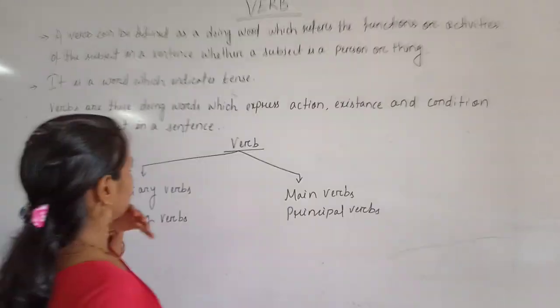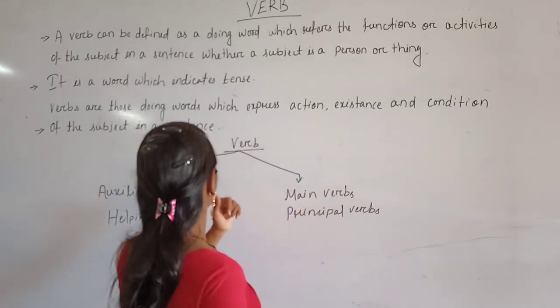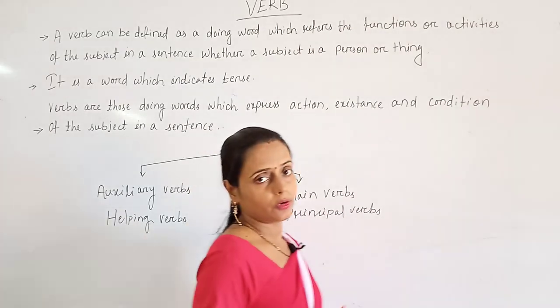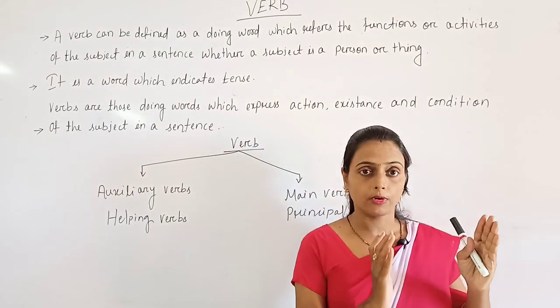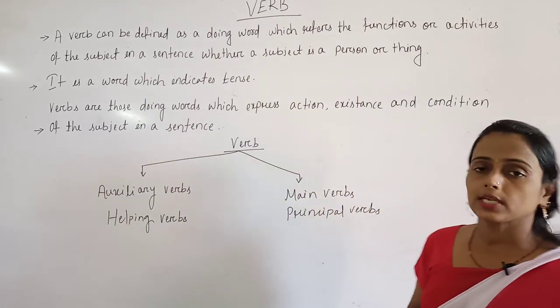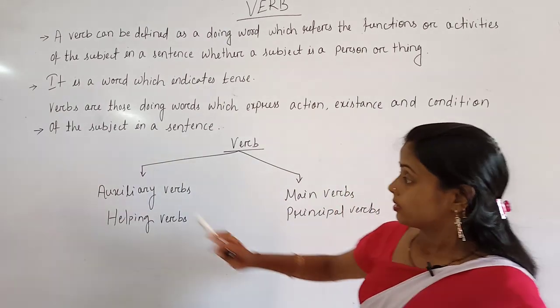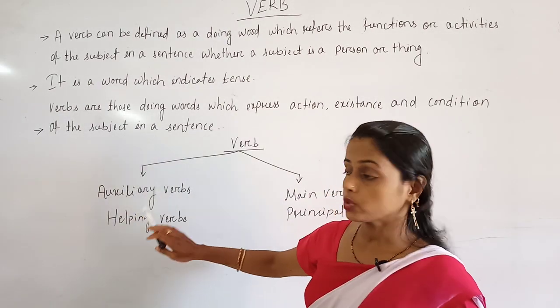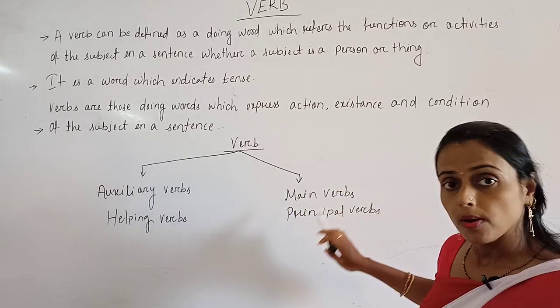Verbs are those doing words which express the action, existence and condition of the subject in a sentence. Understood? Normally verb is classified into two broad categories. What are they? They are auxiliary verb, which is also known as helping verb, and the second one is main verb or principal verb.